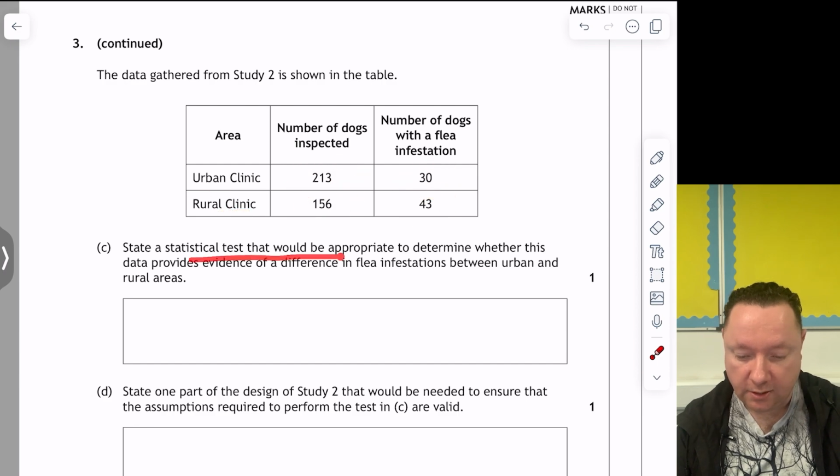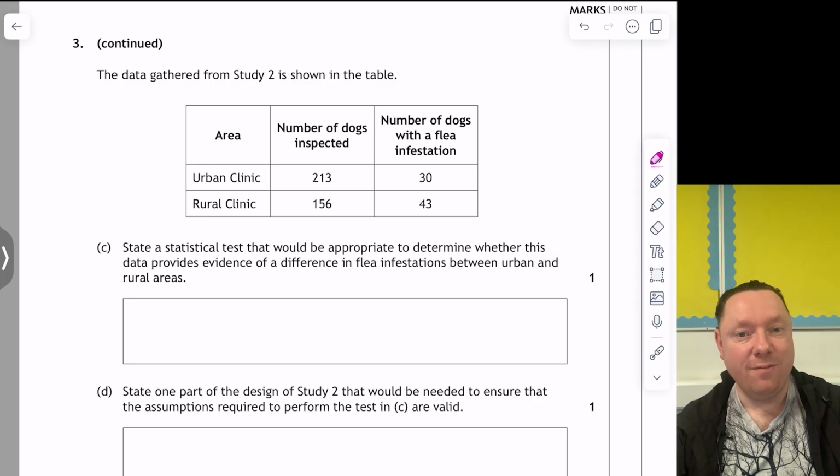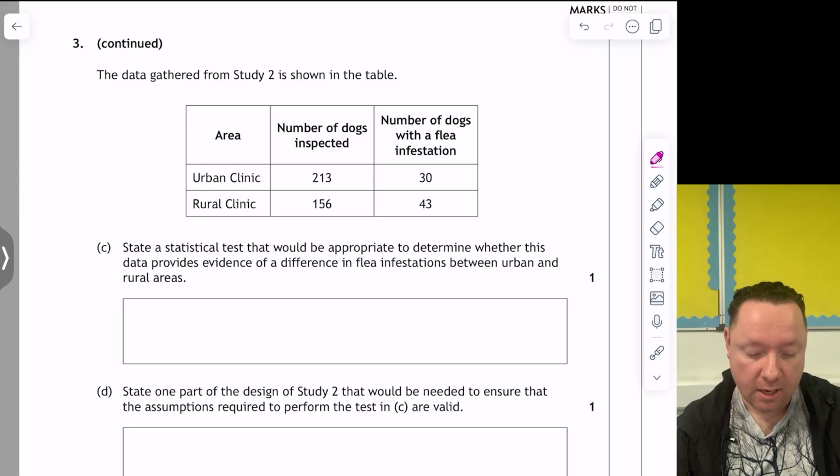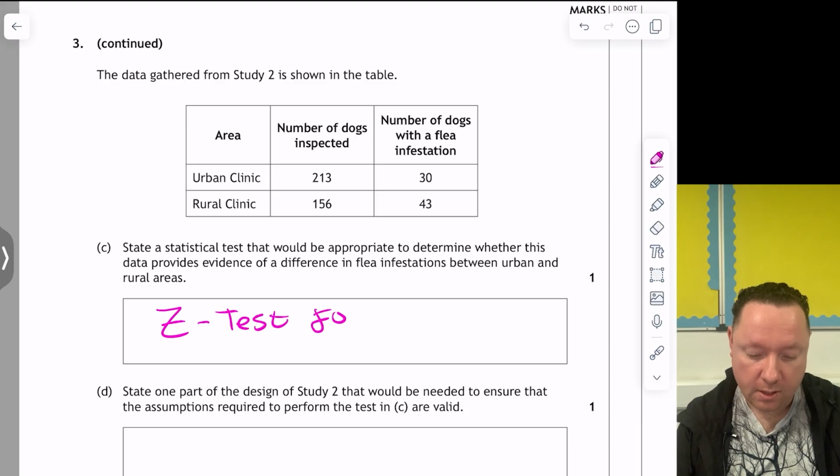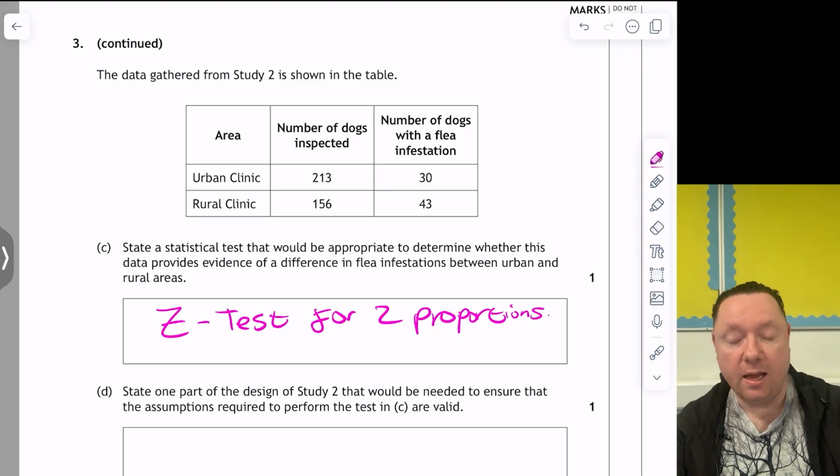State a statistical test that would be appropriate to determine whether this data provides evidence of difference in flea infestations between urban and rural areas. There is only one test that is appropriate for categorical data, which is what this is, and it's a z-test. So that's our answer, z-test for 2 proportions. So basically what you would be looking at is the fraction that had infestations.